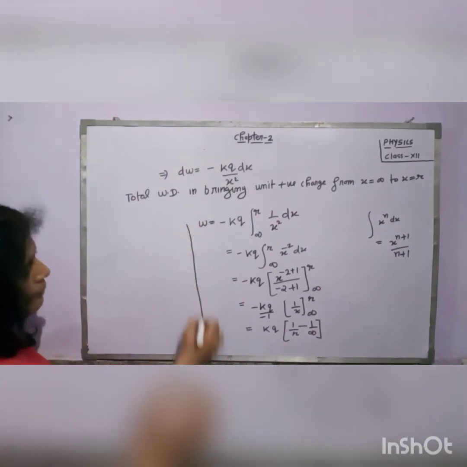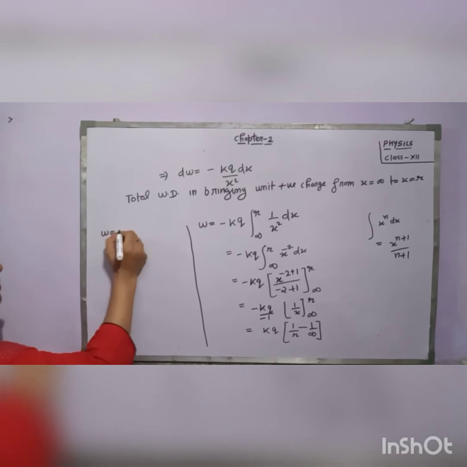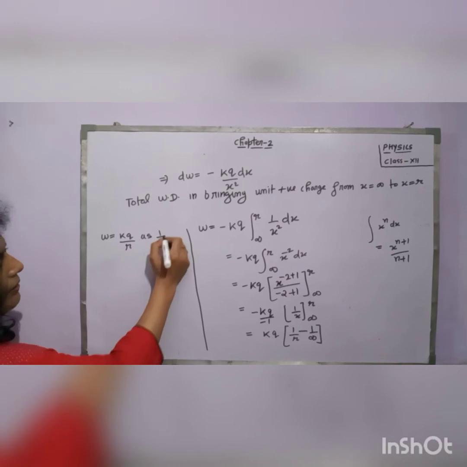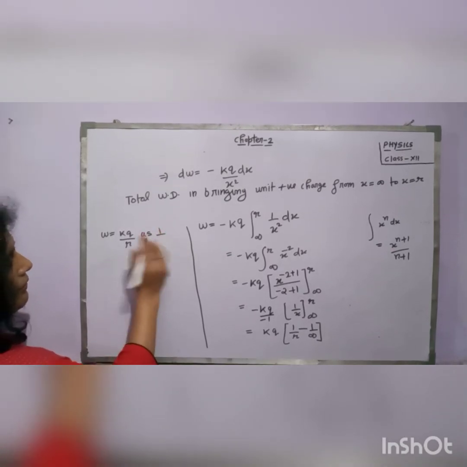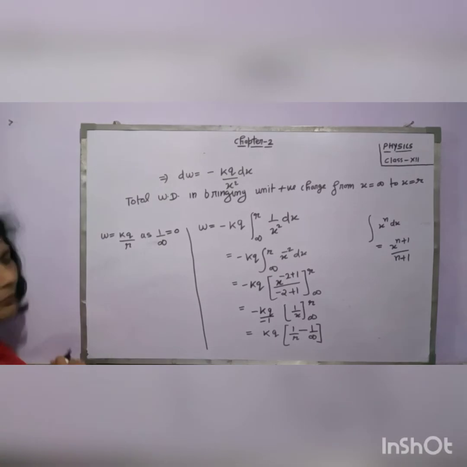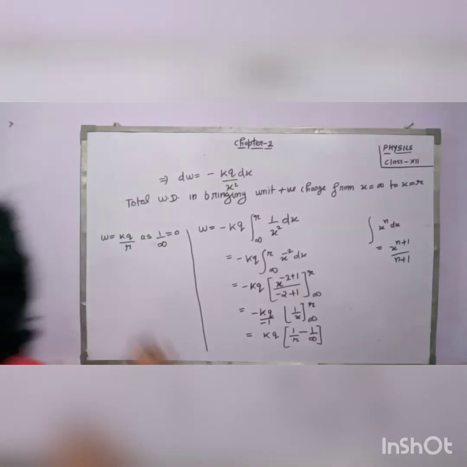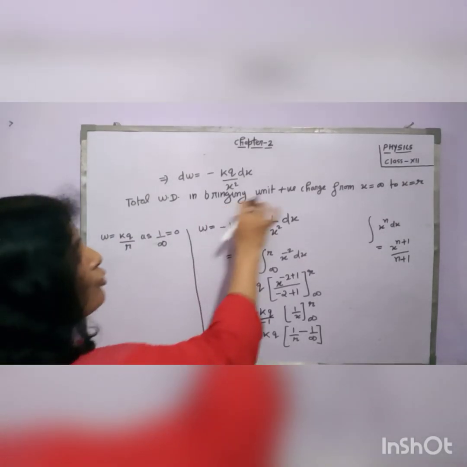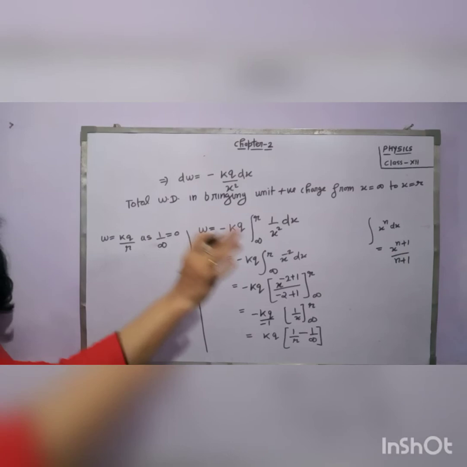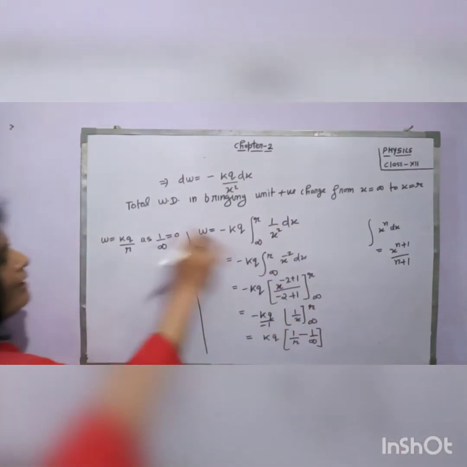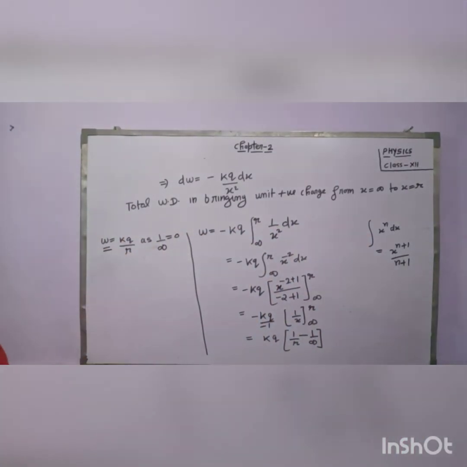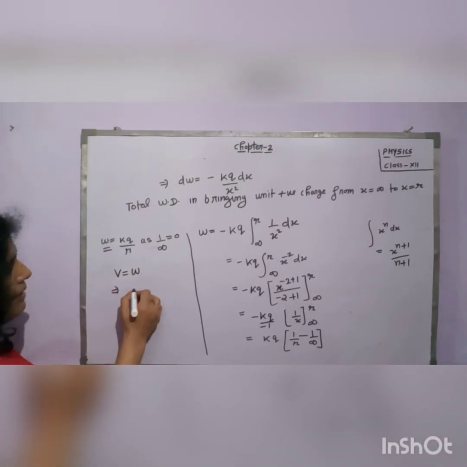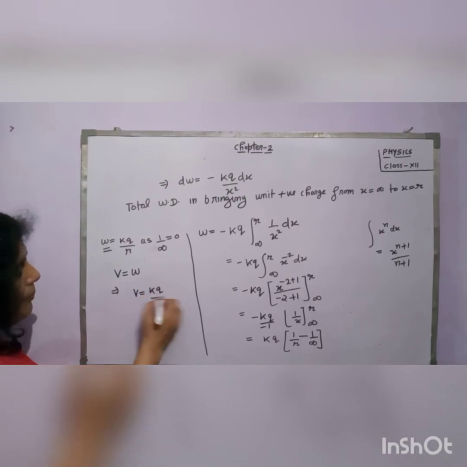That means W comes out to be kq upon r, as 1 upon infinity is equal to 0. This term becomes equal to 0. W is equal to kq upon r. This is the amount of work done in bringing a unit positive charge from infinity to that point in the electric field. That means this is the value of the electric potential. That means V is equal to W. This implies that V is equal to kq upon r.